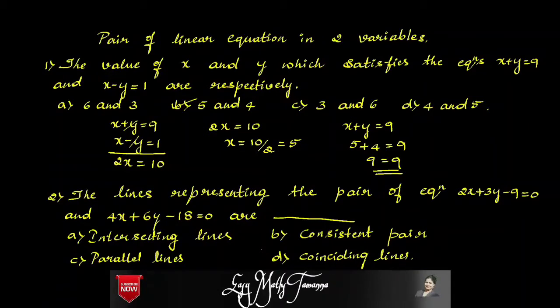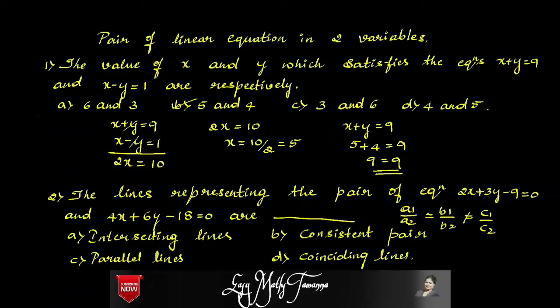If a1 by a2 is equal to b1 by b2 and this one is not equal, that is parallel lines. If all are equal, it is called coincident lines. Coincident lines are when all are equal, otherwise it is intersecting or parallel lines.